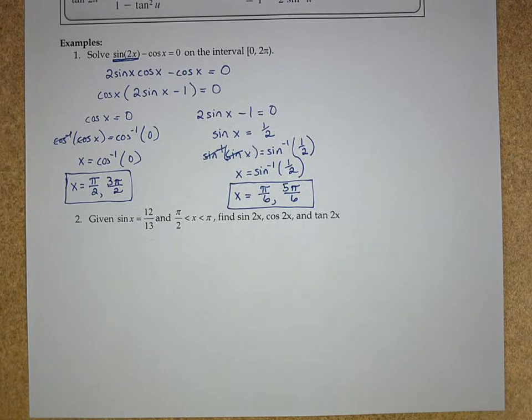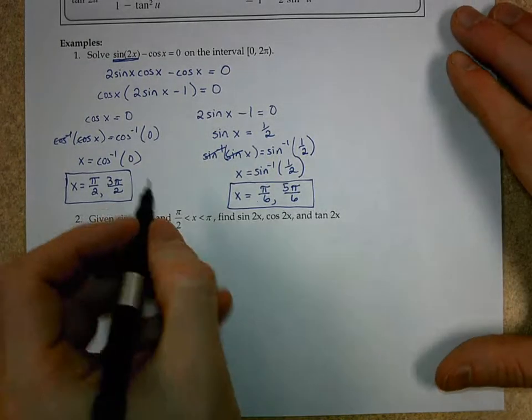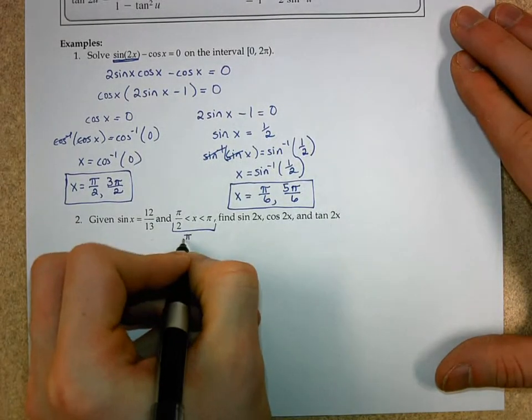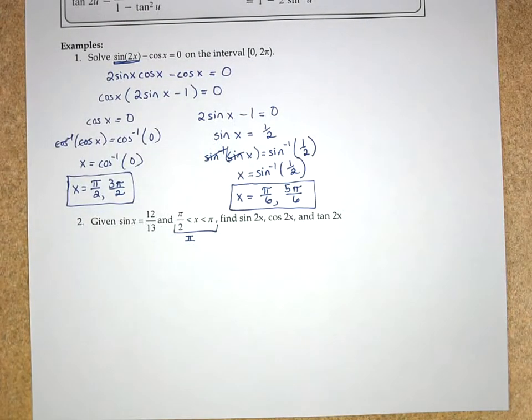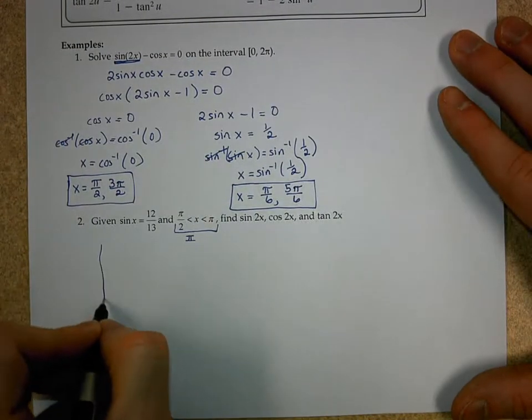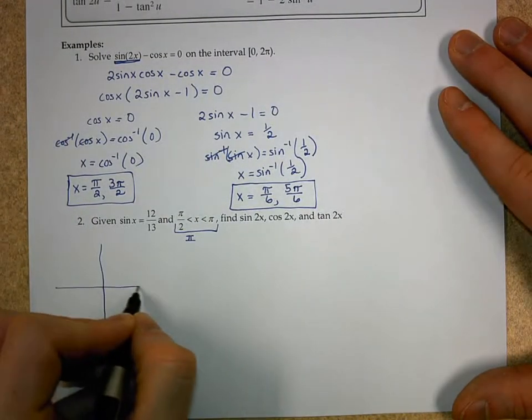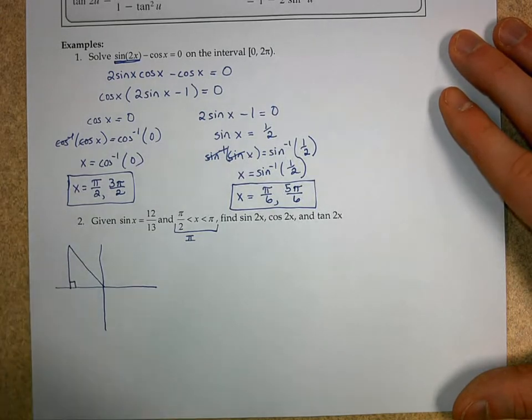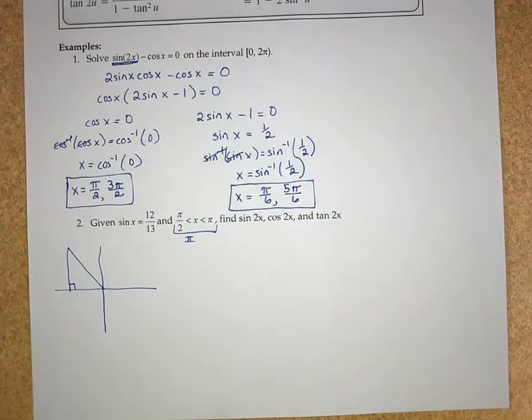We're going to create a reference triangle to represent this value, find all the pieces that we need, and then we'll simplify. So here, this pi over 2 is less than x, which is less than pi, is just saying we're in the second quadrant. So I'm going to draw my reference triangle in the second quadrant. Sine of x equals 12/13.